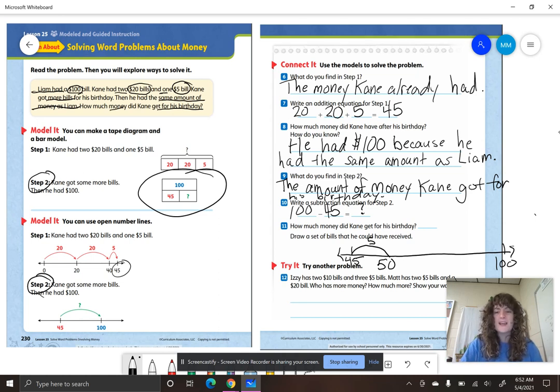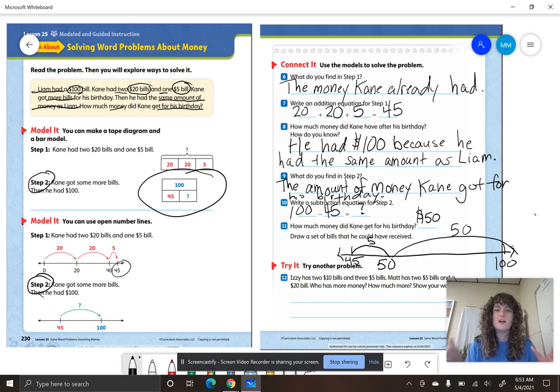Do you know what my next jump is going to be? What am I going to add to 50 to make 100? 50, right? Because 50 plus 50 is a doubles fact. It makes 100. So how much money did Cain get for his birthday? He got $50.